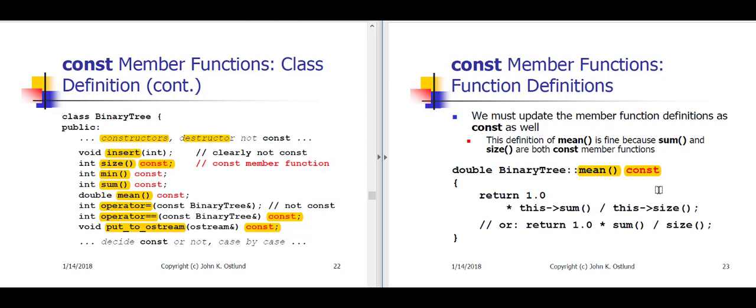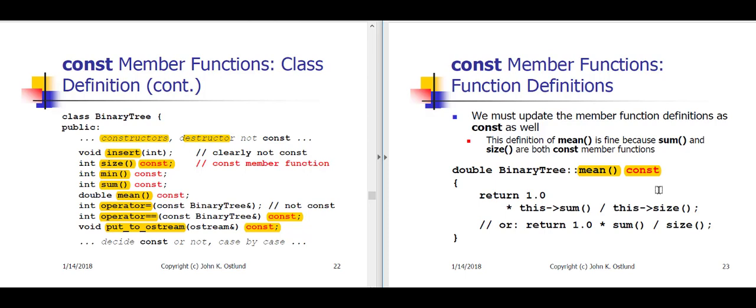So this says that mean is a member of the binary tree class. It's a function that takes no argument, it returns a double, and oh by the way, it's a const member function. Now if you define a member function as const, and then within the definition of the function in curly braces, you do modify one of the data members of the object, the compiler will yell at you and tell you that you can't modify the data of the current object within a const member function. So the compiler is smart enough to complain when you accidentally modify some data in a const member function.